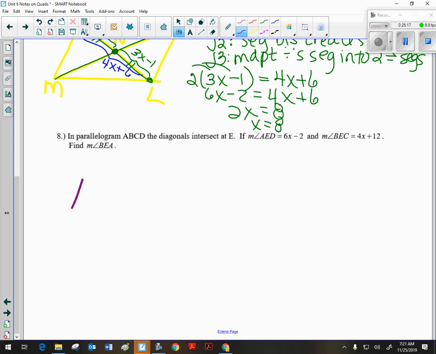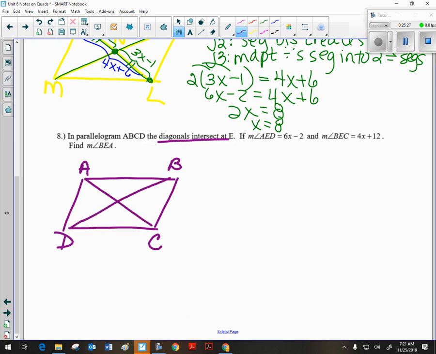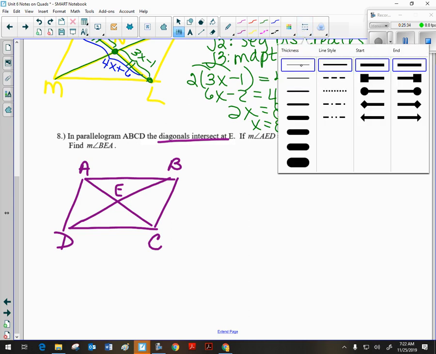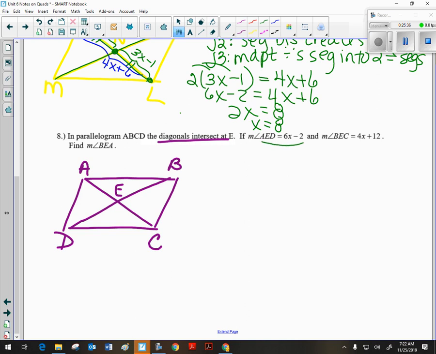Question 8. We have a parallelogram, ABCD. It's talking again about the diagonals intersecting at E. It's talking about angle AED, and they're saying that it's 6x minus 2. They're also talking about angle BEC, which is here, and saying that it's 4x plus 12.